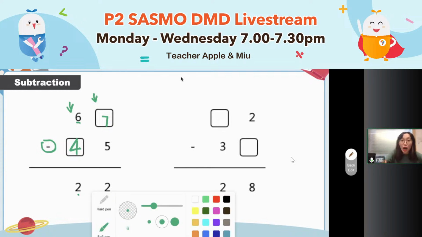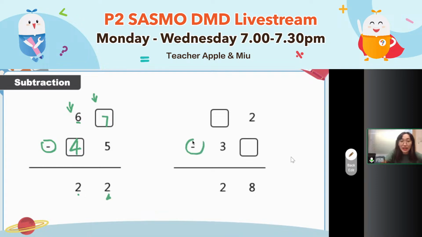But for the second one, again, let's have a look. Firstly, pay attention to the operator. It is a minus again. 2 is a small number. 2 minus something, wow, you see the result is bigger. The result is 8. How? 2 minus what equals 8? Think about it.